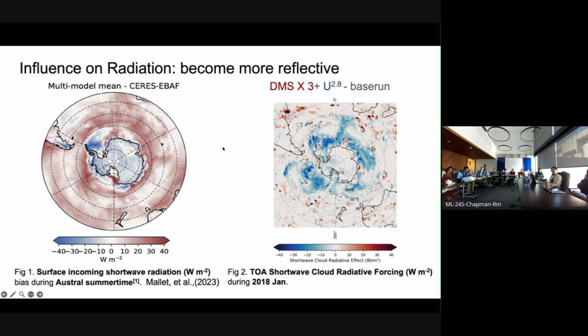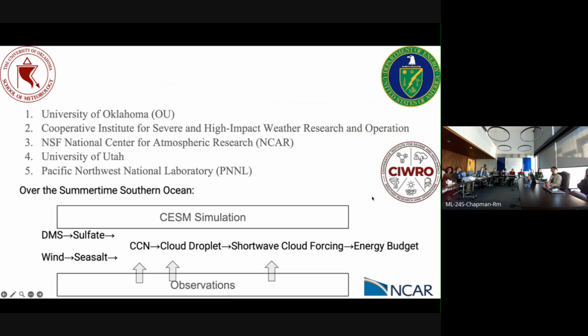For radiation-wise, we're trying to fix this bias identified in this model using the top of atmosphere shortwave cloud radiative forcing, with the unit of watts per meter squared. You do see that the shortwave cloud forcing effect is largely blue over the Southern Ocean, showing that the updates actually make the clouds brighter in this setup.